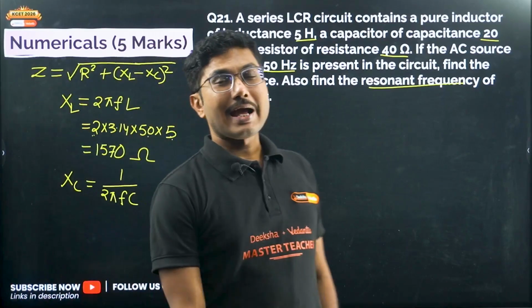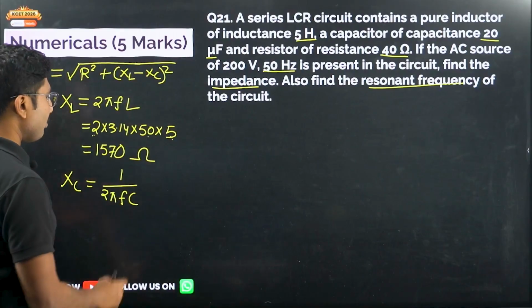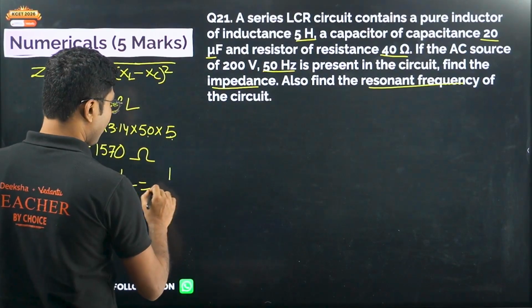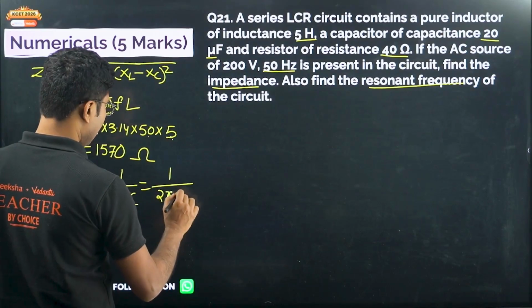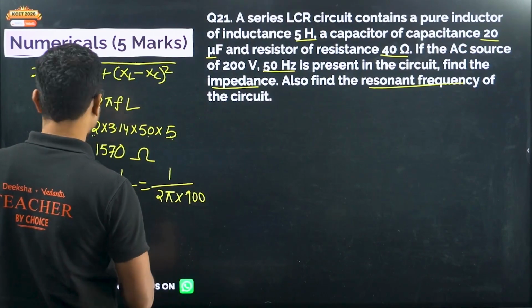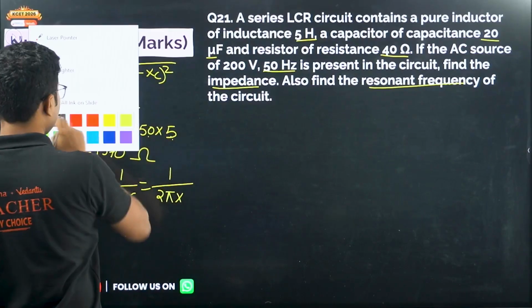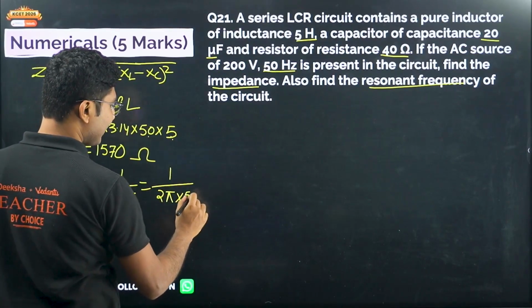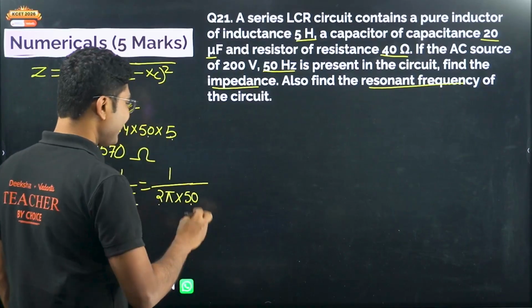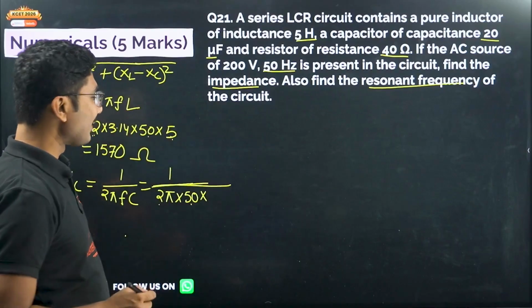It is called capacitive reactance, right? Now the XC value we have to calculate. So here, 1 upon 2 pi, frequency is 50, and I have a tendency of making this 100 because 50 into 2 always turns out to be 100, right? So that's why I tend to write it first, even before calculating.